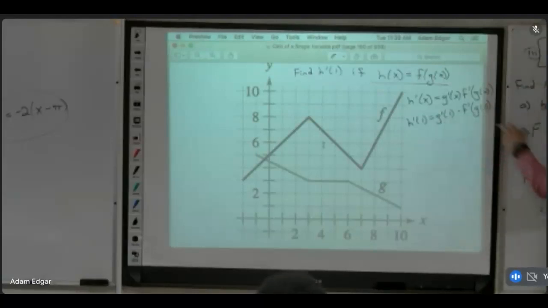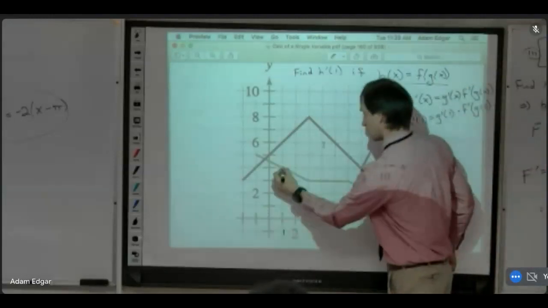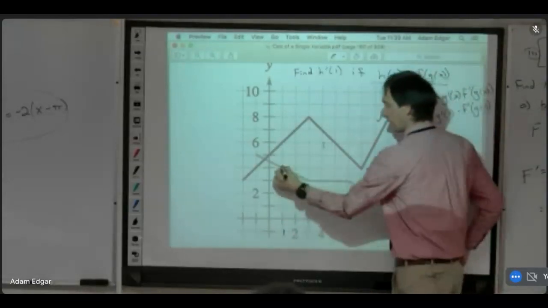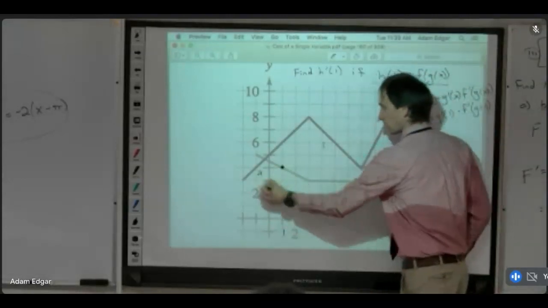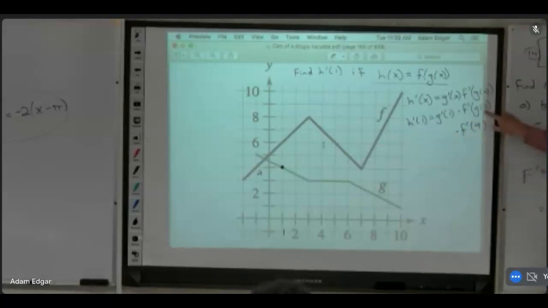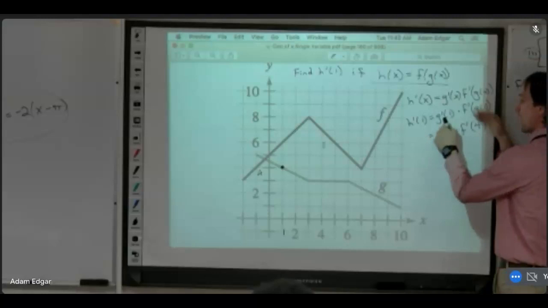So go to your g function. Here's 1, there's g. So what's the height of g right there at 1? 4. So that's g of 1. So you're going to have f prime of 4, because g of 1 is actually 4. What's g prime of 1? Well, what's the slope of this guy?